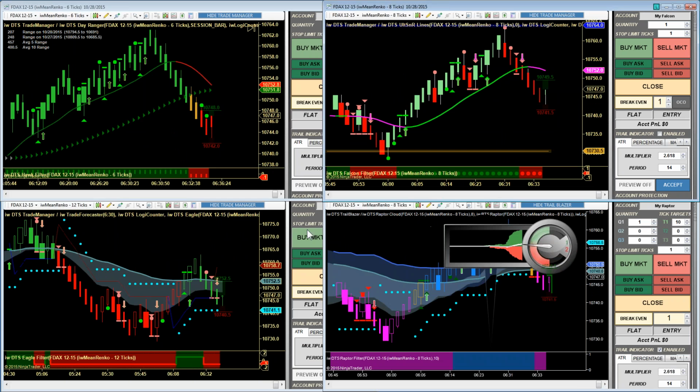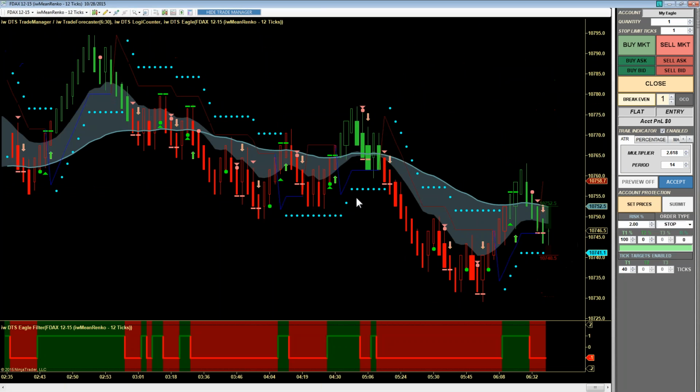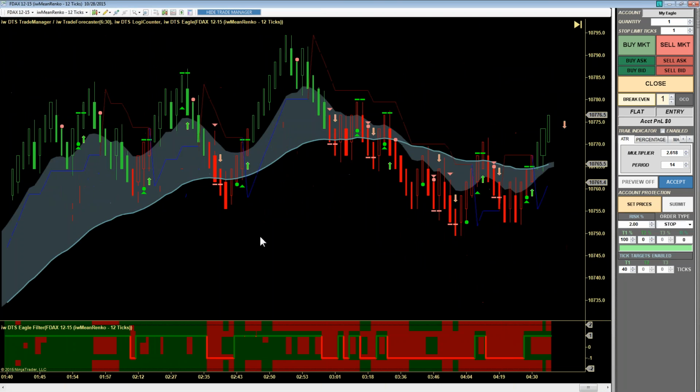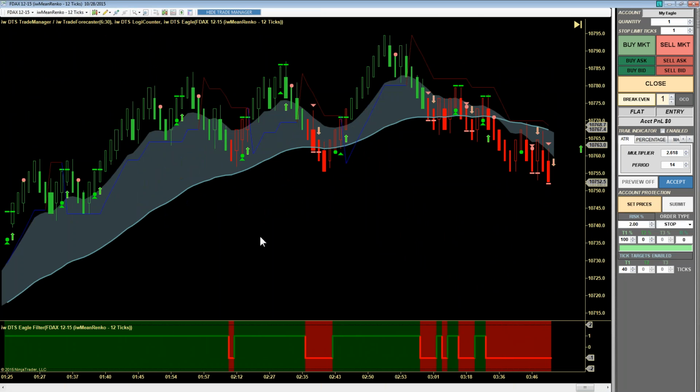Okay, just real quick here on the Eagle and then the Raptor, and then we'll take a look at the E-mini for those E-mini traders. I'm getting a few requests here. Okay. Yeah, lots of trades here too. My goodness, the DAX is an active market.